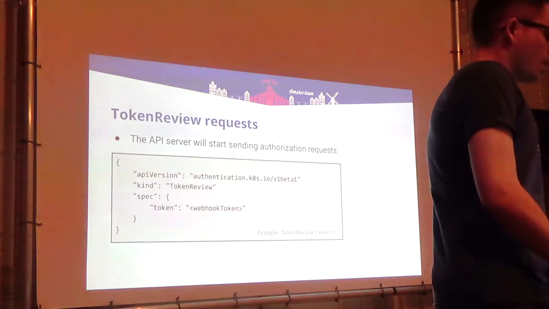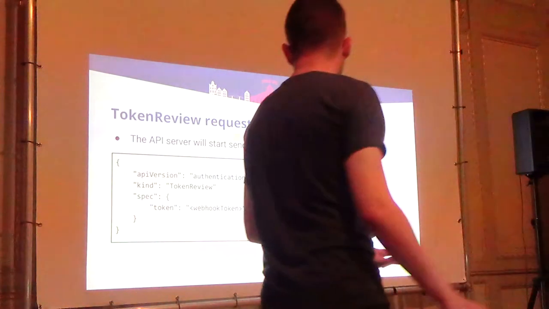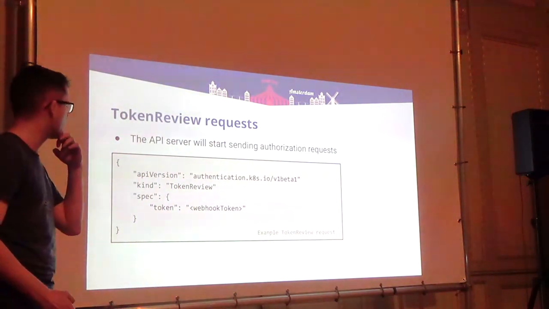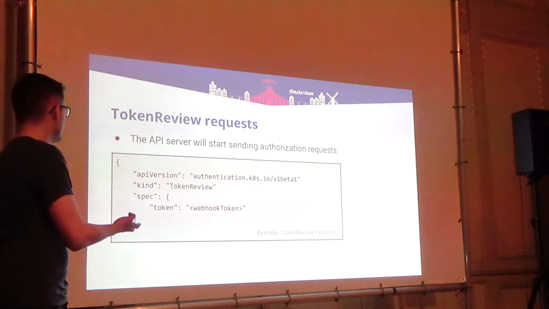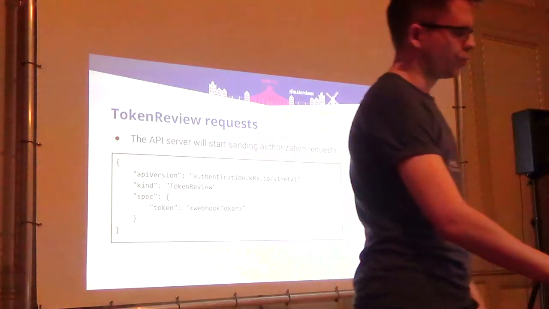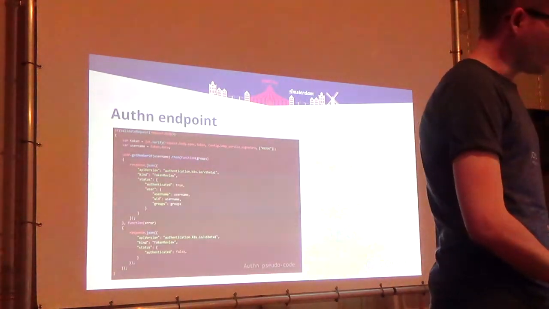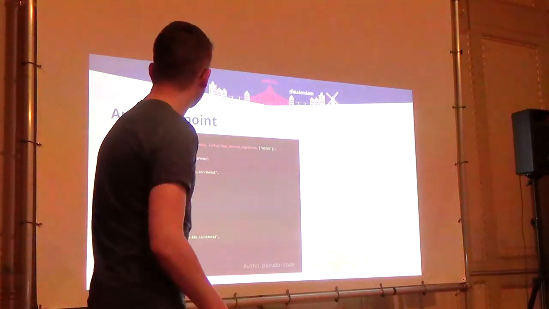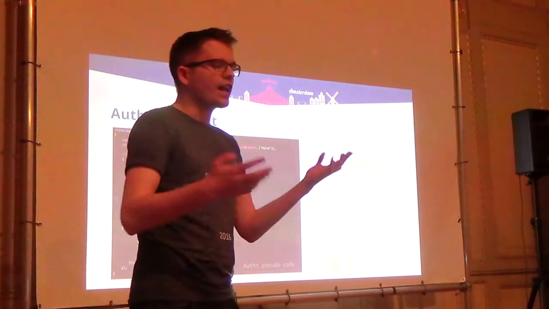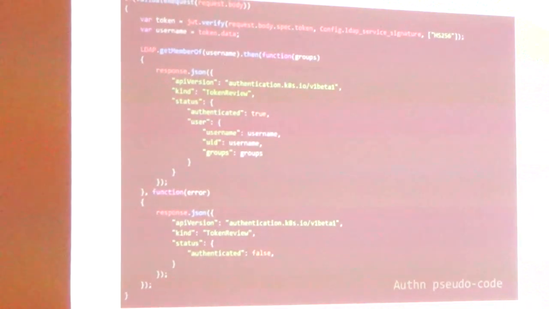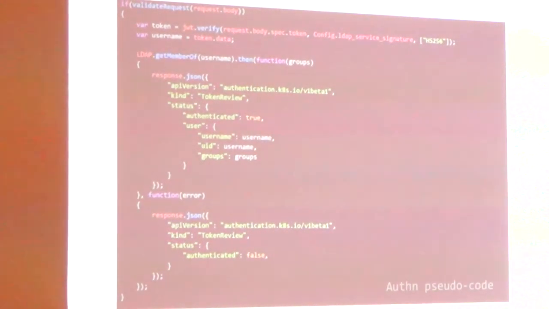So once you've configured this in your API server and you've logged in, it will start sending the following JSON payloads to the web service, which is basically just asking for a token review of your webhook token that's in your kubeconfig file. Right, and then this is the longest piece of code that I have, but it's again not really important. What happens is it validates your request, so it's making sure that it's a Kubernetes request and it has a valid token in it. And then it's going to verify this token.